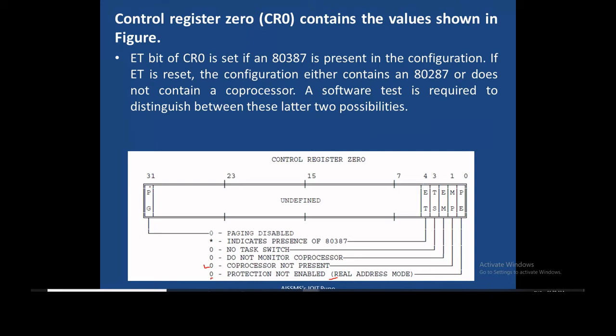Then at bit number 32, we see the PG bit, that is the paging bit. This is also disabled at the starting point. 0 means paging is disabled.